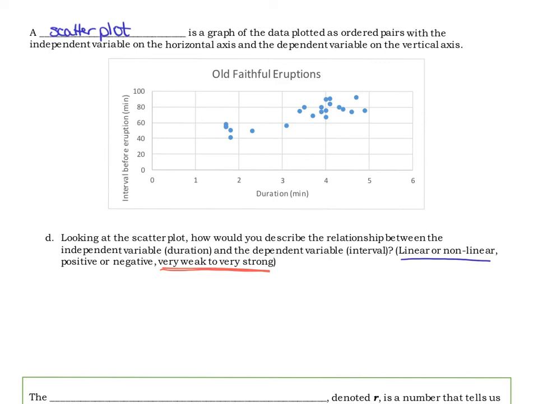And then the last part that needs to get looked at is, is the relationship positive or negative? So in a positive linear relationship, your line is going to go uphill.